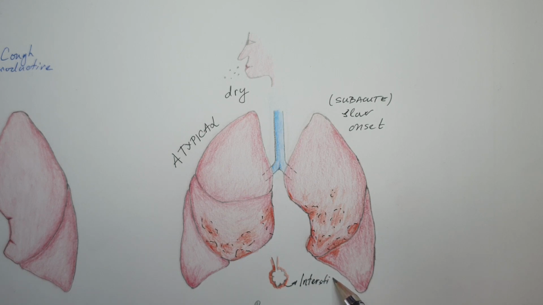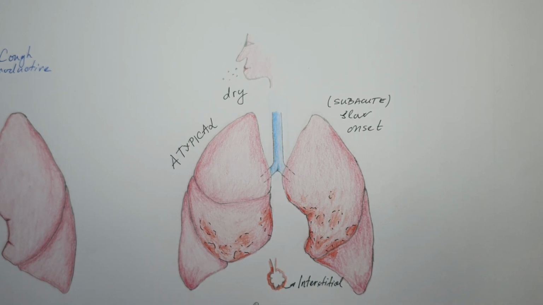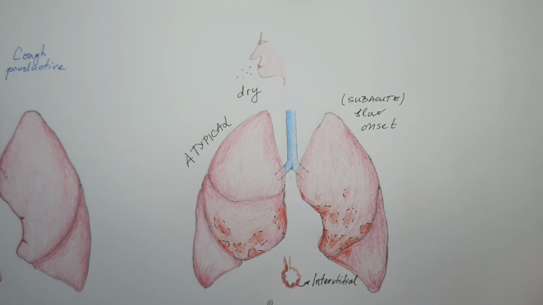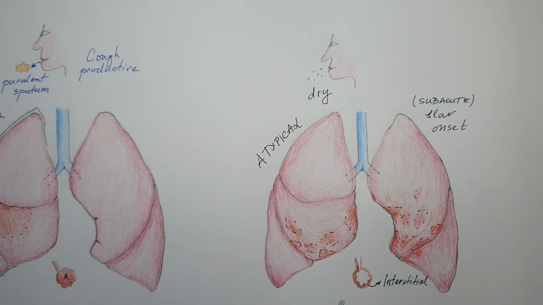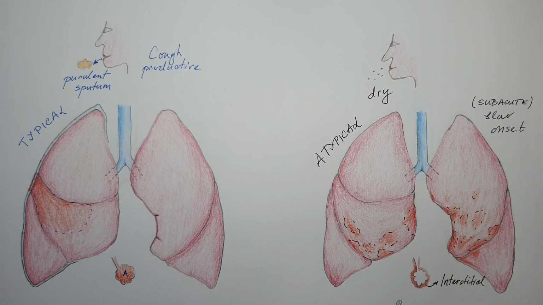And in interstitial inflammation pattern, that is why these patients have not much to cough up. And that is why the cough is mostly dry. So, why is this happening? Why do we have these two patterns develop? It is basically the etiology.